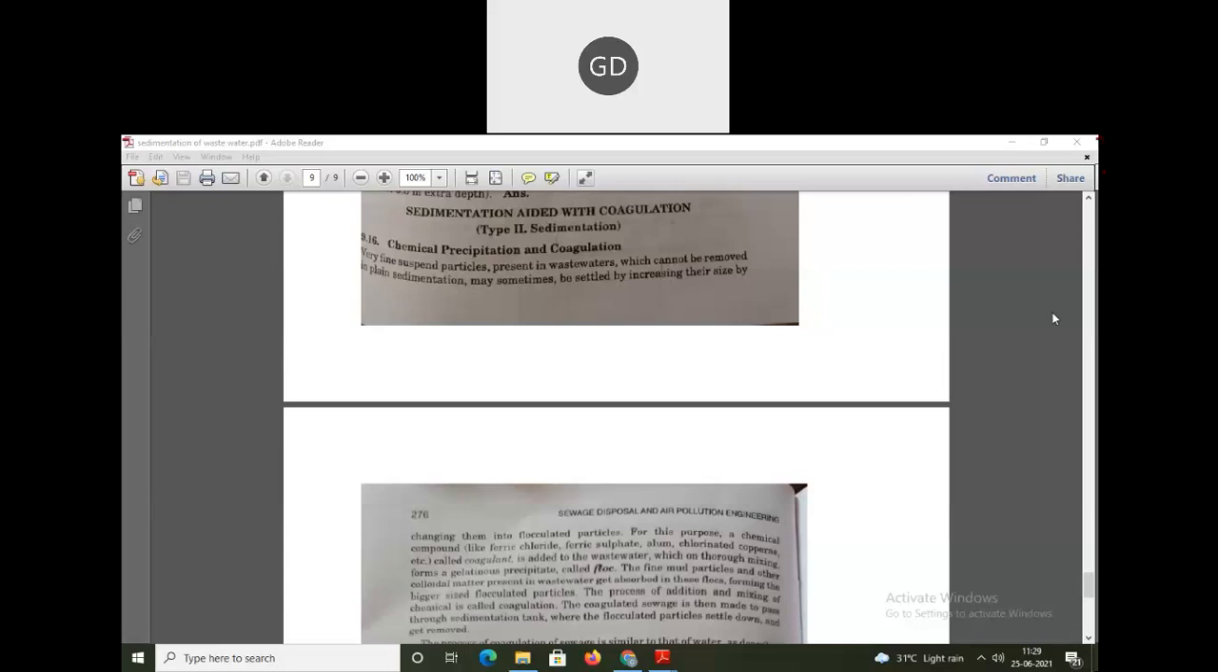So the flocks will be created, and the very fine particles present in the wastewater will get attracted to these flocks and become bigger flocculated particles, so their size will get bigger. In that way, this coagulated sewage can easily be passed through the sedimentation tank, settled down and removed. So this is the process of sedimentation aided with coagulation, the same process which was done in the water treatment part also.